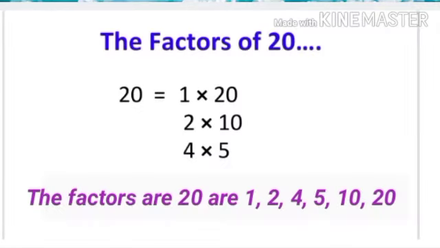Then what are the factors of 20? You can search the multiplication table and find the multiplication facts of 20. So 1 20 is 20. 2 10s are 20. 4 5s are 20. So if you multiply all these numbers, you will get 20. So the factors of 20 are 1, 2, 4, 5, 10 and 20.